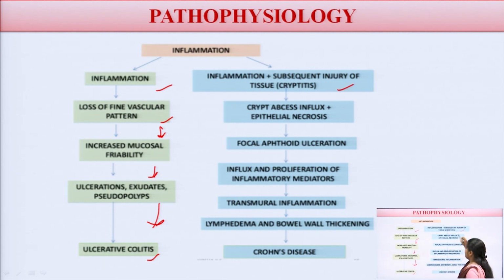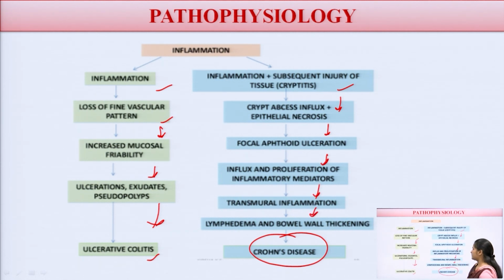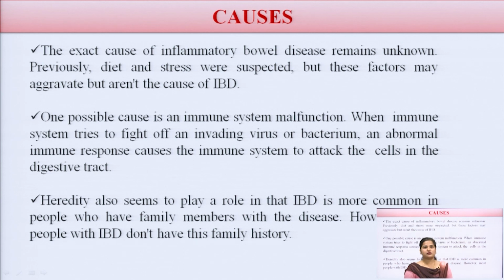Now, what happened in the condition of Crohn's disease? So inflammation plus subsequent injury of the tissues causes the crypt influx and epithelial necrosis, means the epithelial layers will break down, and due to this focal aphthoid ulceration will occur, and these inflammatory mediators cause various kinds of inflammation, and finally there is bowel wall thickening, which causes Crohn's disease.